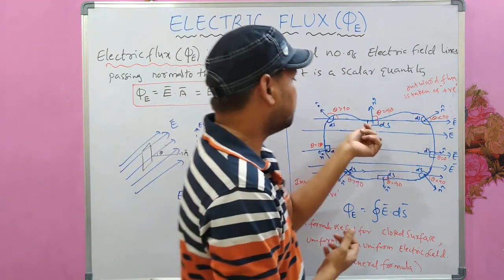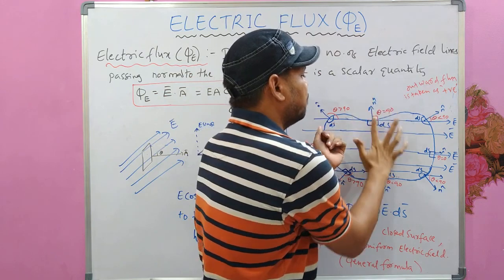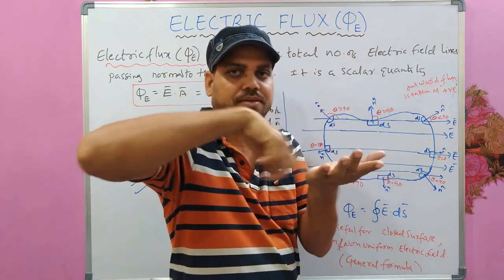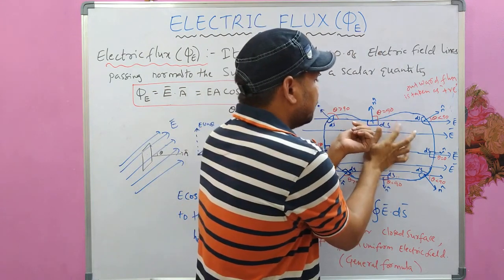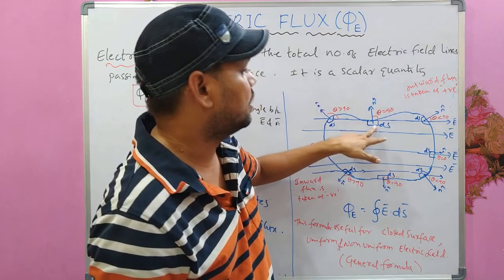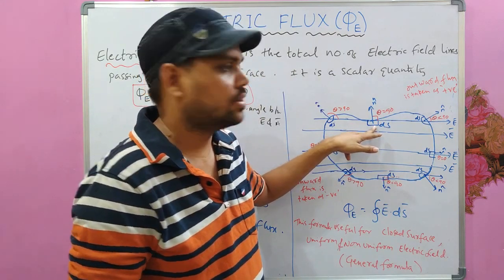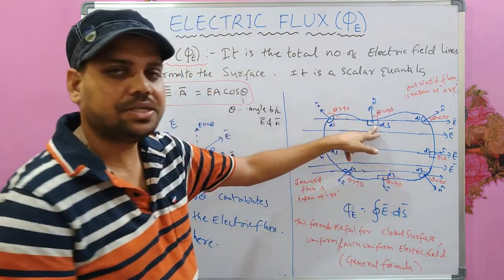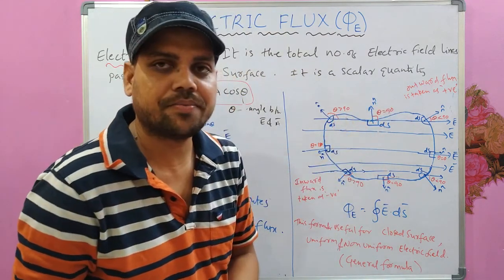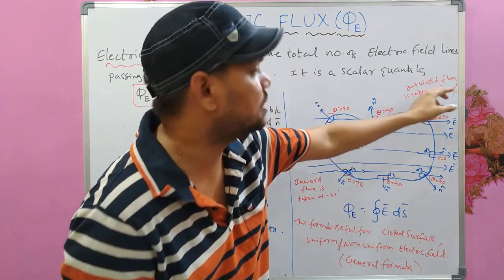Right? If you come here, ds is this, and the area vector direction is upwards, perpendicular to that ds, that surface. And here the electric field is making an angle of 90 degrees with the area vector of this segment. Then cos theta will be 0, and the flux linked to this small segment will be 0. Here the flux linked to this small segment of area ds is positive.